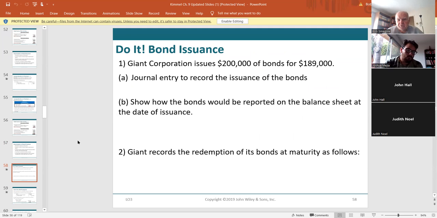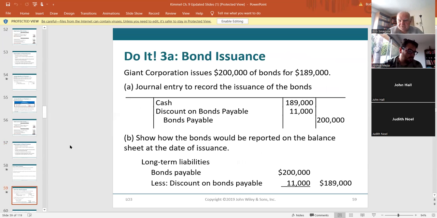Well, we issued $200,000 bonds for $189. So we know that the cash we received is $189, and it means that the discount is $11. And here it is. Debit cash, $189. Credit bonds payable. Discount is 11. Here, we tried to borrow $200,000, but the world said we're not paying that, your interest rate is too low for us. So we only got 189. The 11,000 is the discount amount.